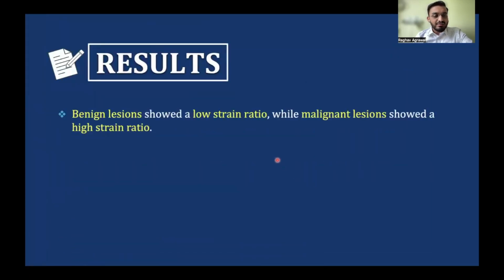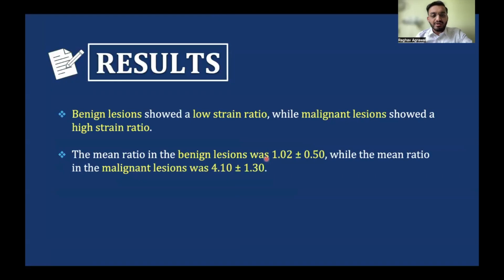So benign lesions showed a low strain ratio while malignant lesions showed a high strain ratio. The mean ratio in the benign lesions was 1.02 with variable of 0.5, while the mean ratio in the malignant lesions was 4.1 with a variable of 1.3.